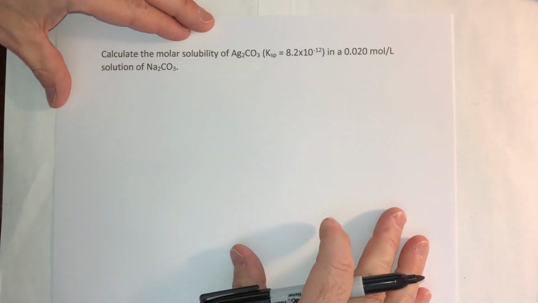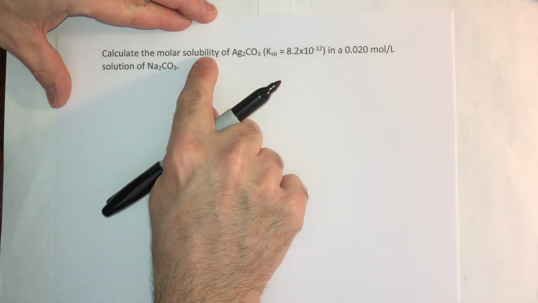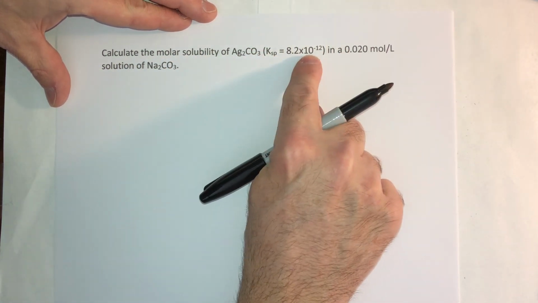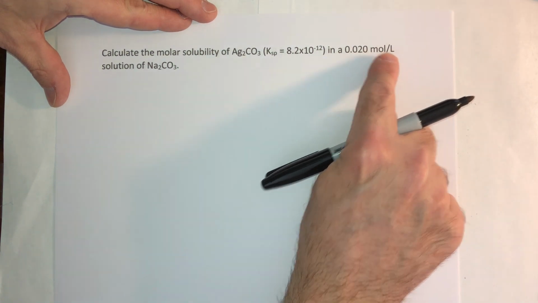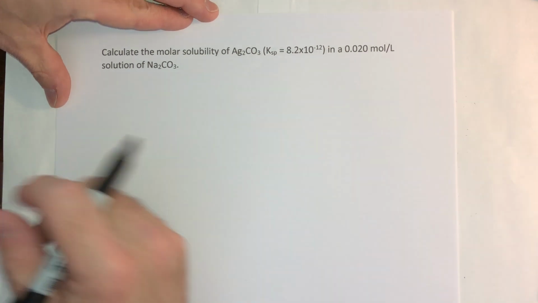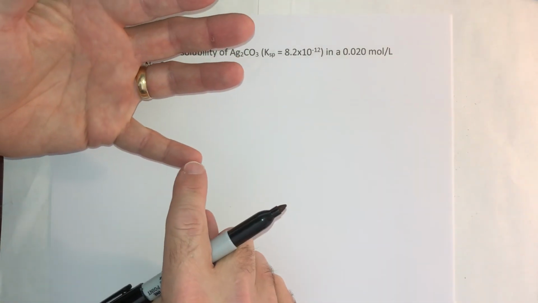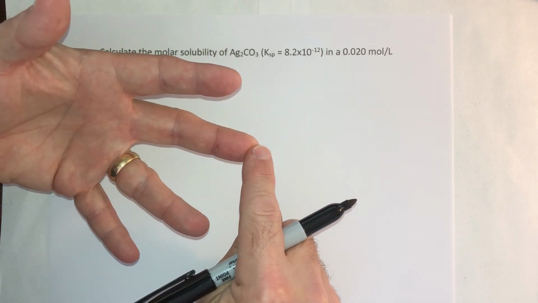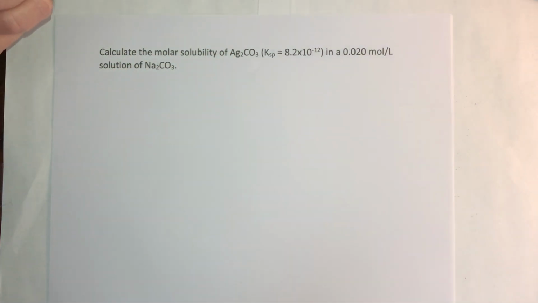Okay, so I would like to calculate the molar solubility of silver carbonate, and I do give the KSP, in a 0.02 moles per liter solution of sodium carbonate. Now, we're going to follow the same steps we always do. Write the equilibrium expression, write the ice table, and then do the calculation.